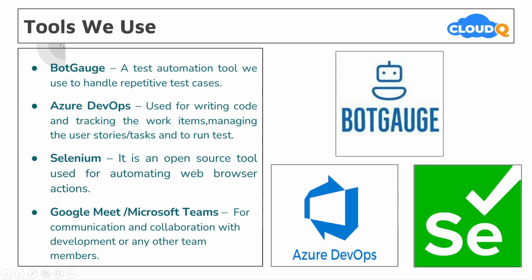Then here are the tools we use. First one is Botcage. Botcage is the test automation tool we use to run repetitive test cases automatically, saving time and reducing manual effort. Then Azure DevOps. It is a set of tools made by Microsoft that help teams plan, build, test, and deliver software faster and better. Then Selenium. Selenium is a free tool used for automating what happens in a web browser. Then Google Meet or Microsoft Teams. It is used to talk and work together with the developers or other team members.